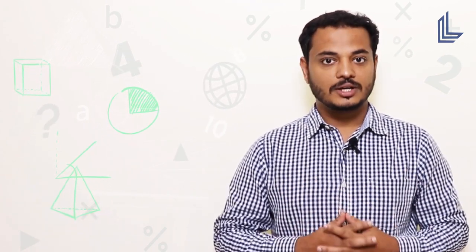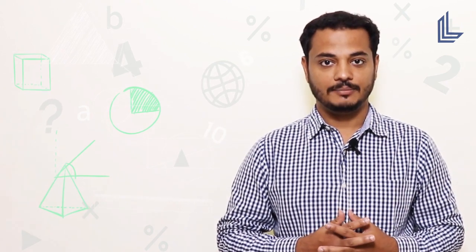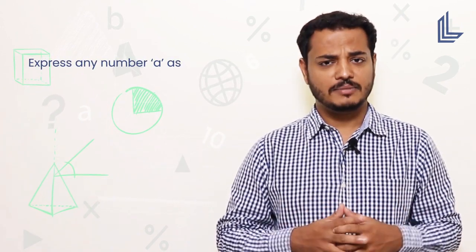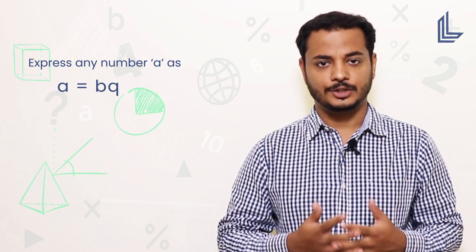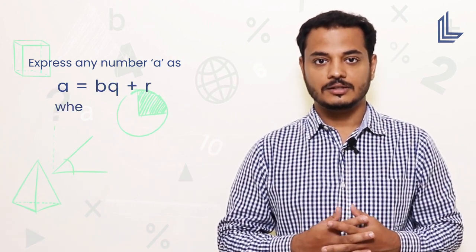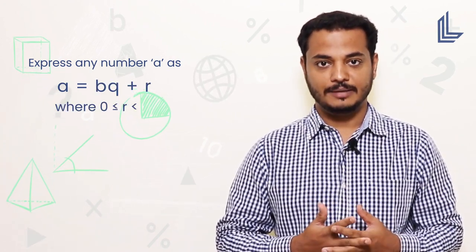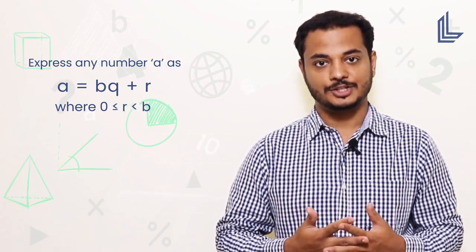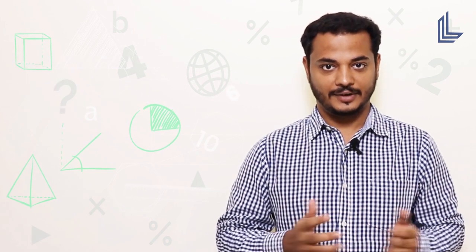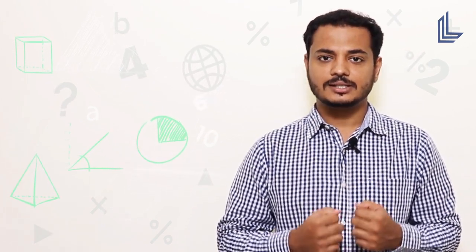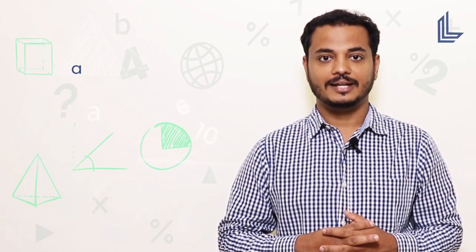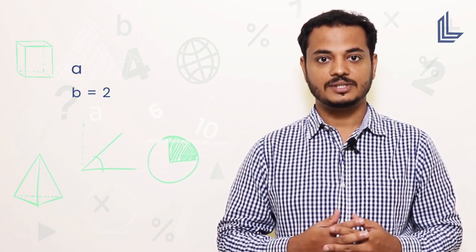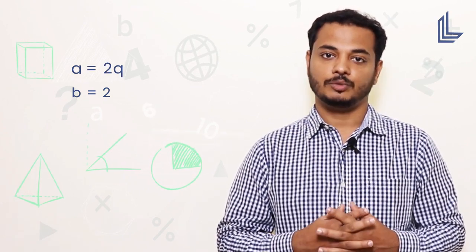For our conceptual understanding of Euclid's division lemma, we can express any number a as a equals bq plus r, where 0 is less than or equal to r less than b, meaning the remainder is always less than the divisor and has to be greater than or equal to 0, right? So this is something that all of us know. Now consider some integer a and let b be 2. So our expression becomes a equals 2q plus r.